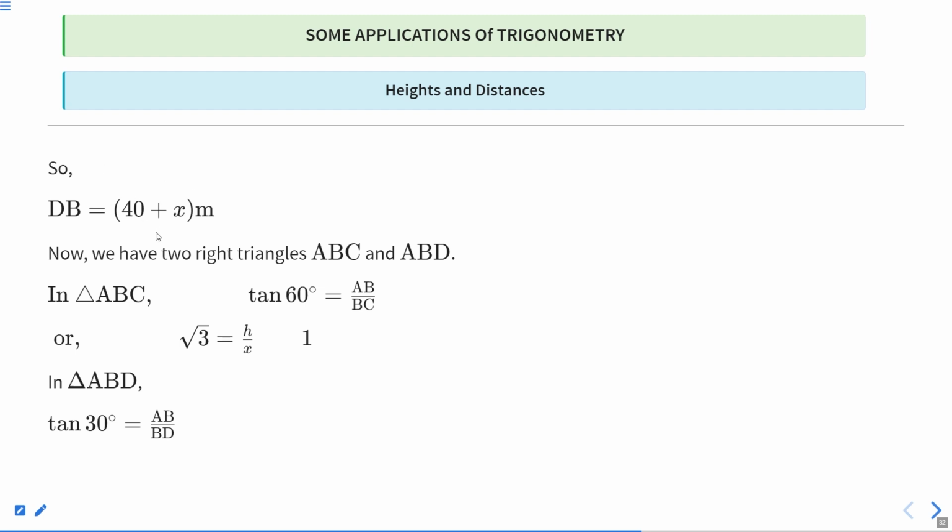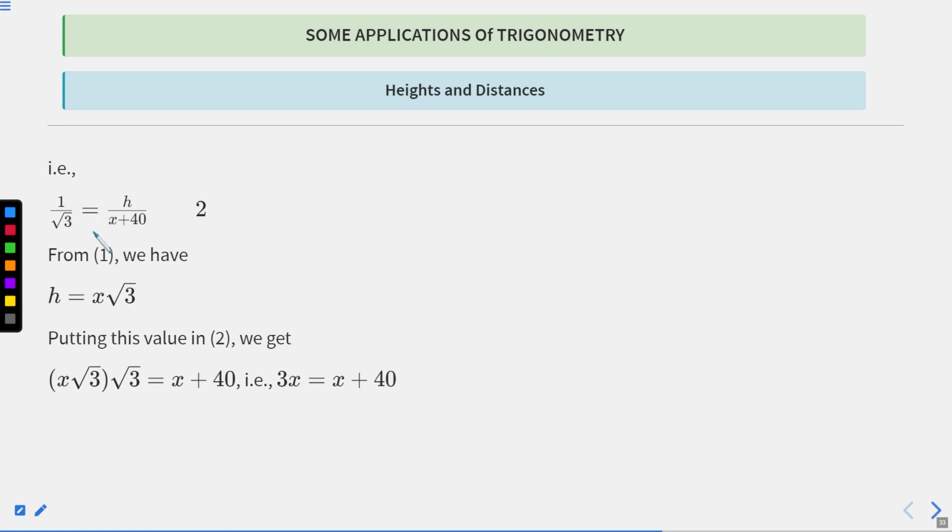Then DB is equal to 40 plus x meter. Now we have two right triangles, ABC and ABD. From triangle ABC, tan 60 degrees is equal to AB by BC, or root 3 is equal to h by x. Naming this equation number 1. And in triangle ABD, tan 30 degrees is equal to AB by BD, which implies 1 by root 3 is equal to h by (x plus 40), naming this equation number 2.